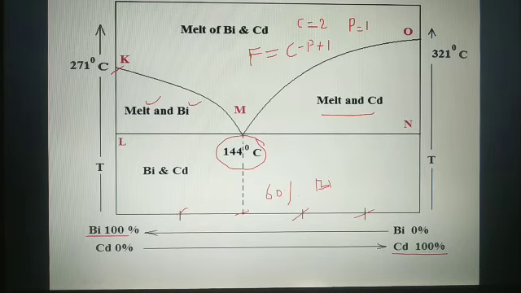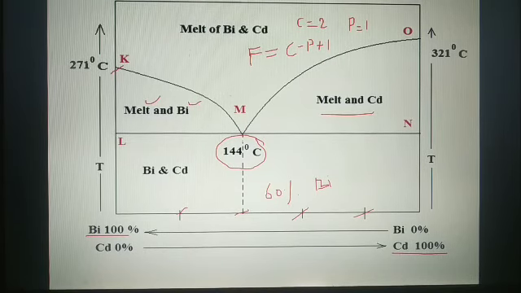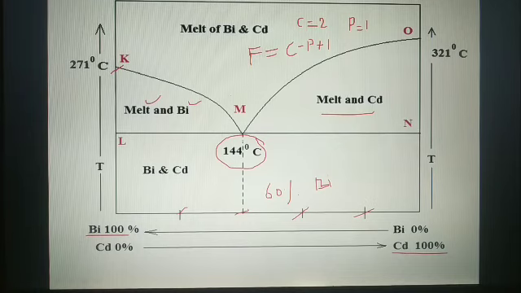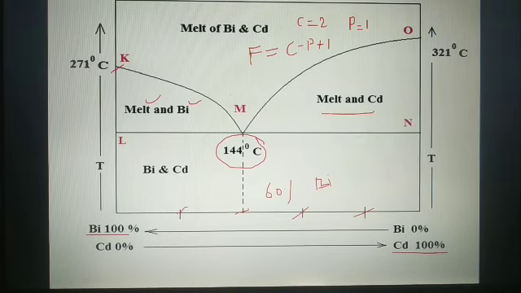So this is a very simple example that tells about the 2 component system and the discussion of how their melting point varies. What happens actually? One component has the higher melting point, another component has the lower melting point. We reach a eutectic point that is very near to that component which has the low melting point. So here 321 is for the cadmium, 271 is for the bismuth. So we are having a composition here that is more toward the bismuth. So 144 degrees Celsius becomes the eutectic point.